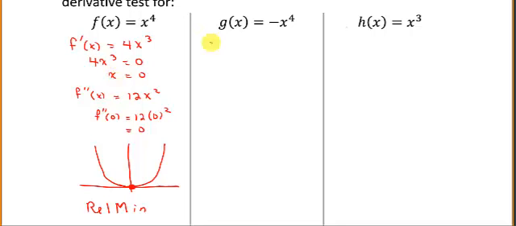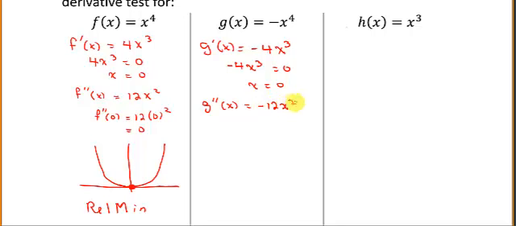If I look at g of x, and do the same thing, all right, look first for critical points, I'll have negative 4x to the third, set that equal to 0, and I'll get x equals 0. Then test it with the second derivative. Taking the derivative of g prime, I'll get negative 12x squared. If I evaluate this at 0, I'll get negative 12 times 0 squared, which is 0.